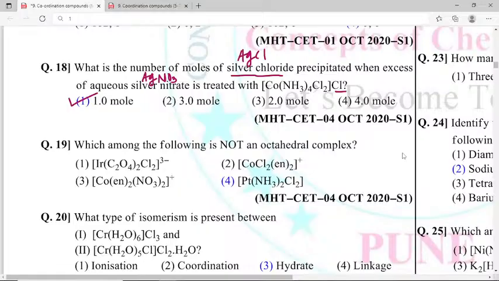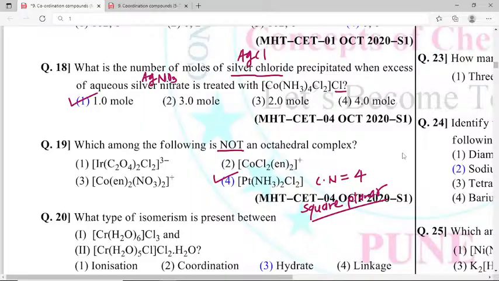Which among the following is not an octahedral complex? So not an octahedral complex. So the Pt(NH3)2 complex. So this is the coordination number 4. So this is square planar. This is the type of complex, square planar. So this is a square planar complex, not tetrahedral or octahedral. So the remaining are octahedral.